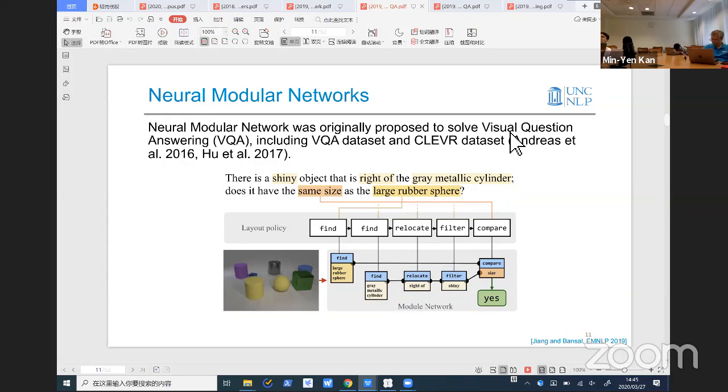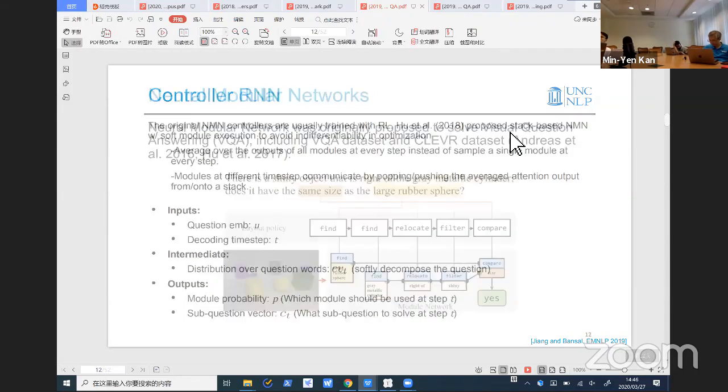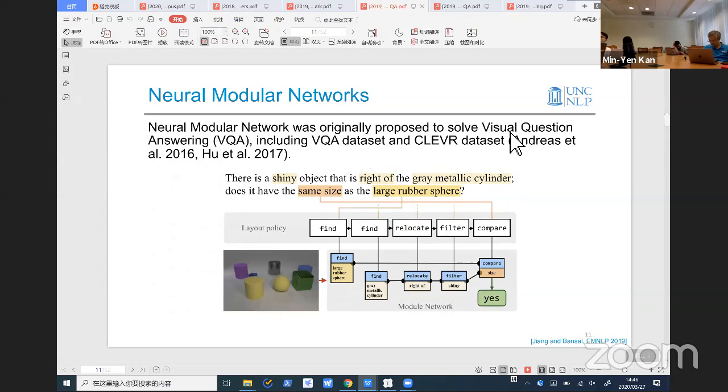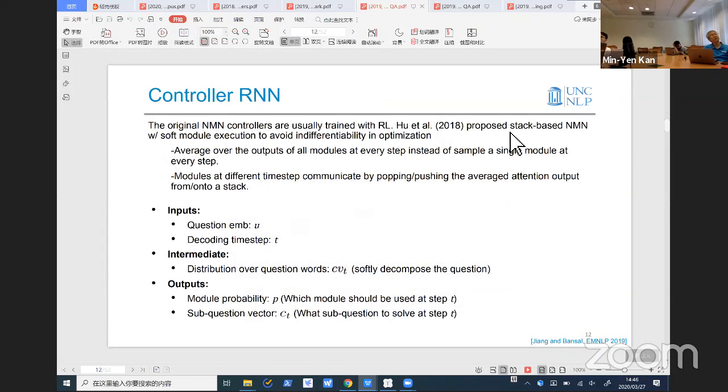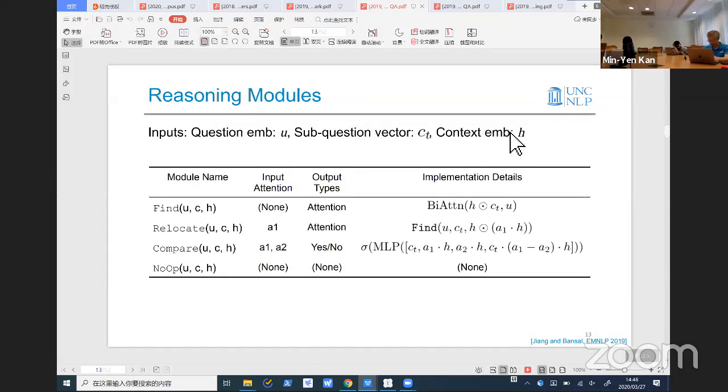I find this idea quite interesting for addressing the reasoning problems in QA. Basically in this paper, they apply this neural module network to reading comprehension to address multi-hop reasoning QA. Their work has two basic components.